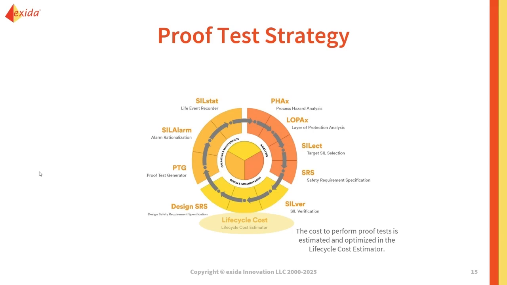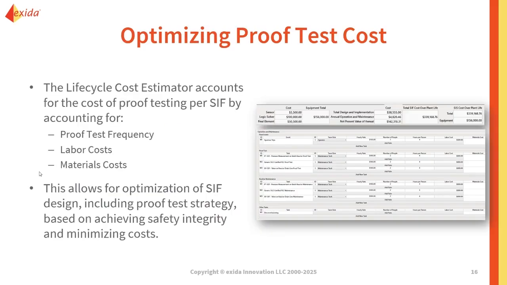Once our SIF design is completed, or if we're struggling to meet our targets, it's nice to take a look at our lifecycle cost estimator. This helps to consider the cost of your equipment devices for your safety instrumented function, how redundancy impacts those costs, and also how the maintenance tasks that you're doing on site impact the overall cost of your SIF. And so you're able to use this module to optimize your SIF design. Obviously, we want to reach our safety integrity requirements, but we want to optimize to consider cost as well.